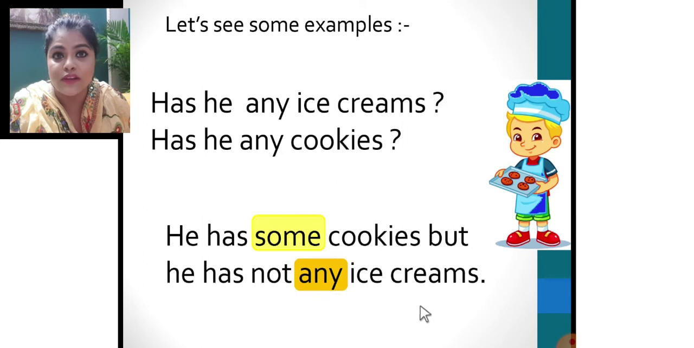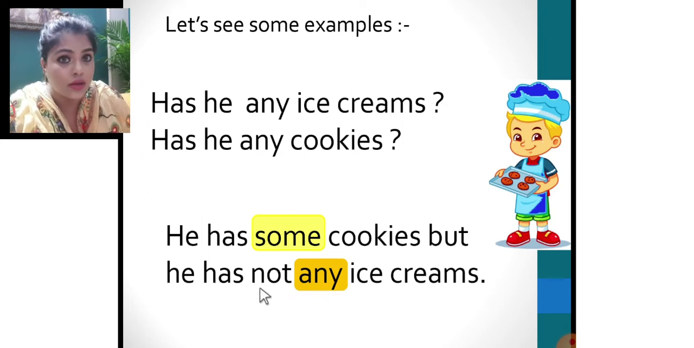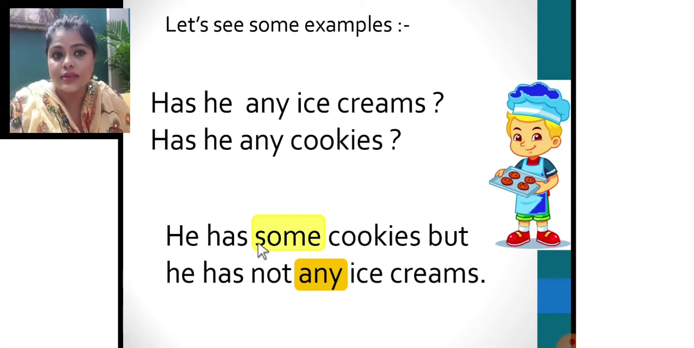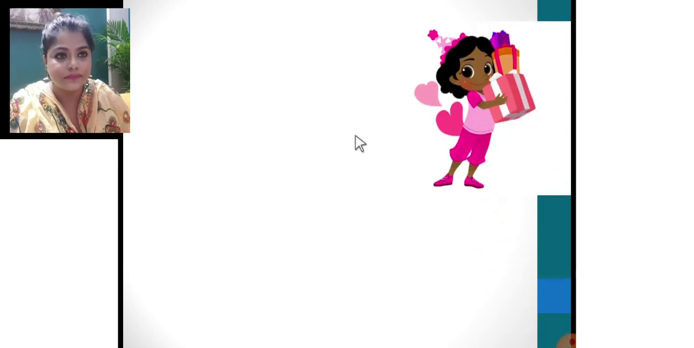Any is used when we are talking about a negative sentence. Not. He has not any ice creams. Now, he has some cookies, but he has not any ice creams. Let's see one more example. You can see the picture here.